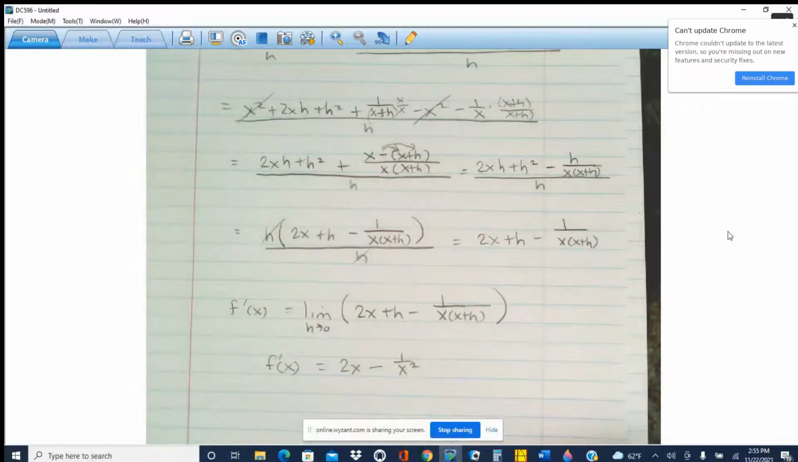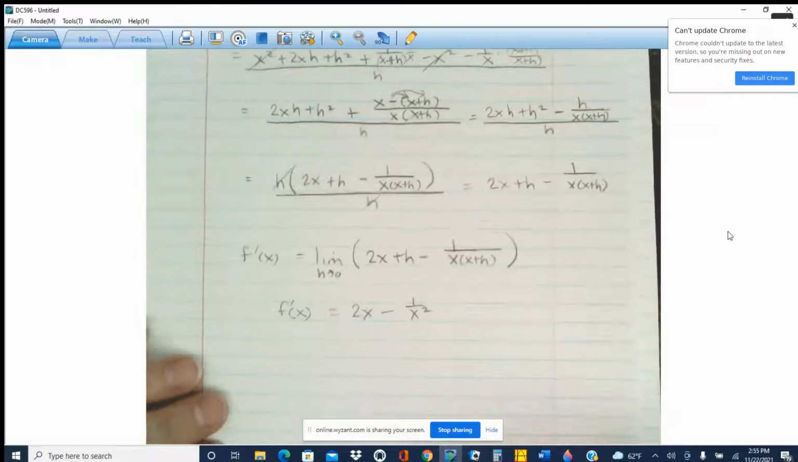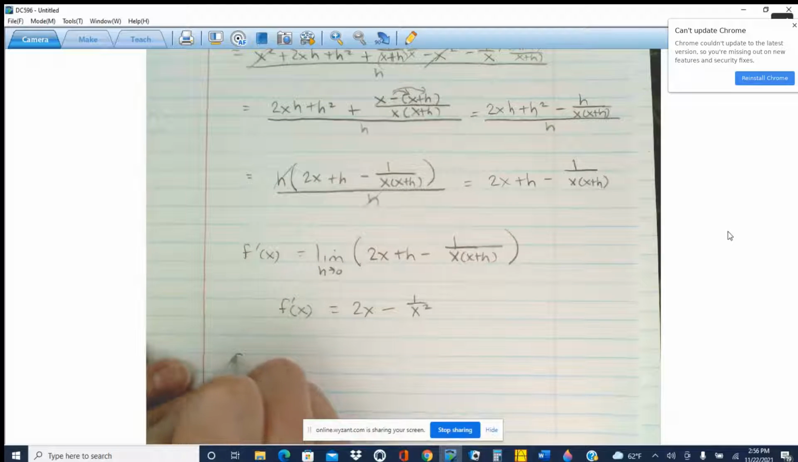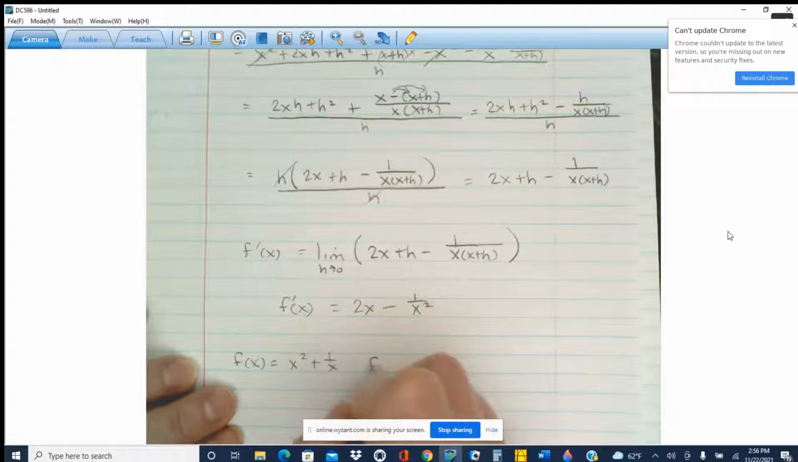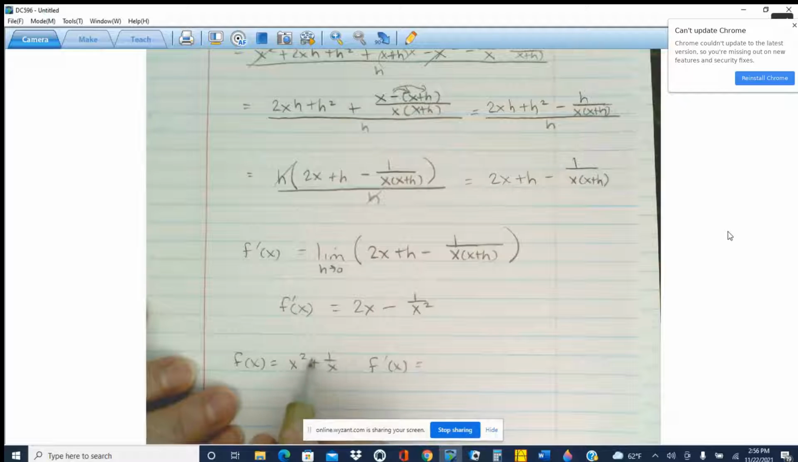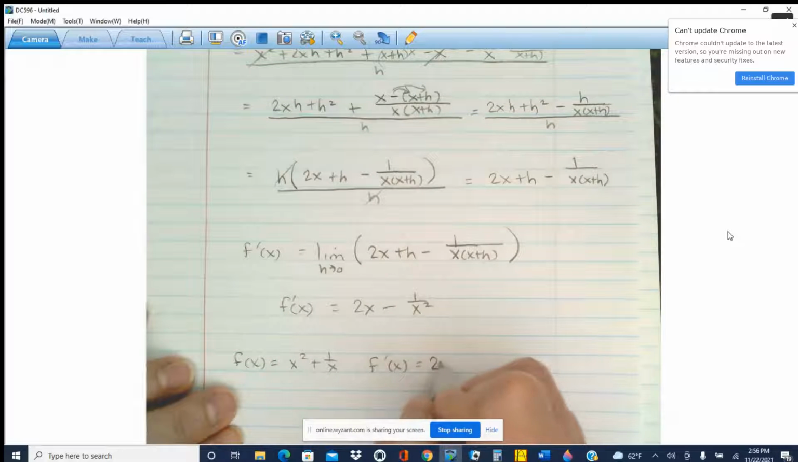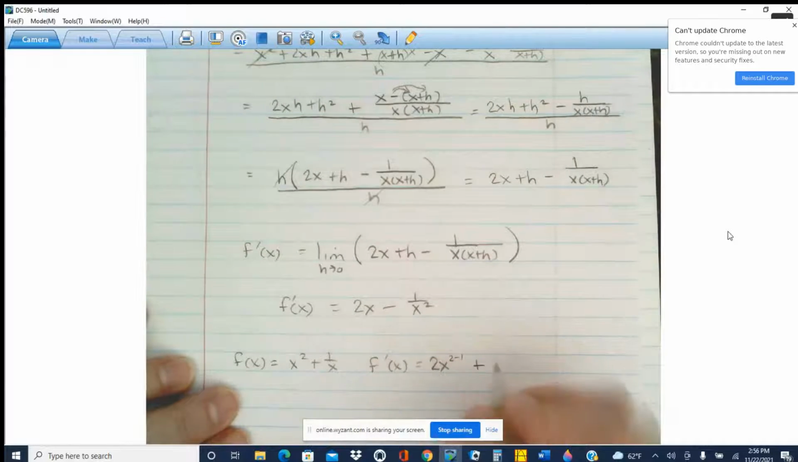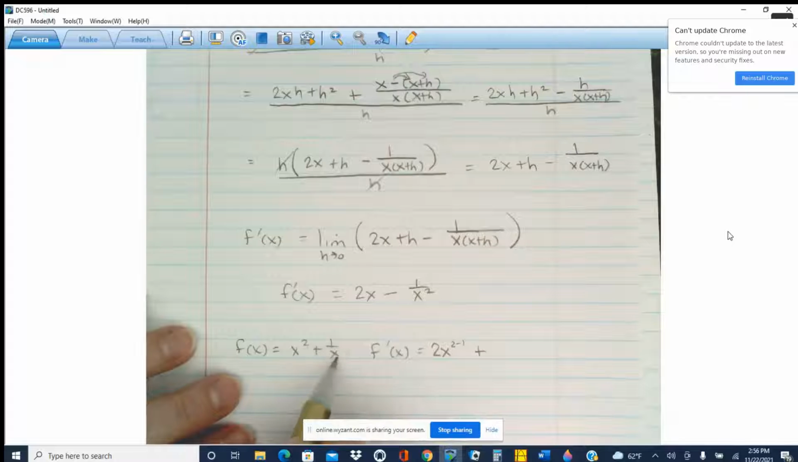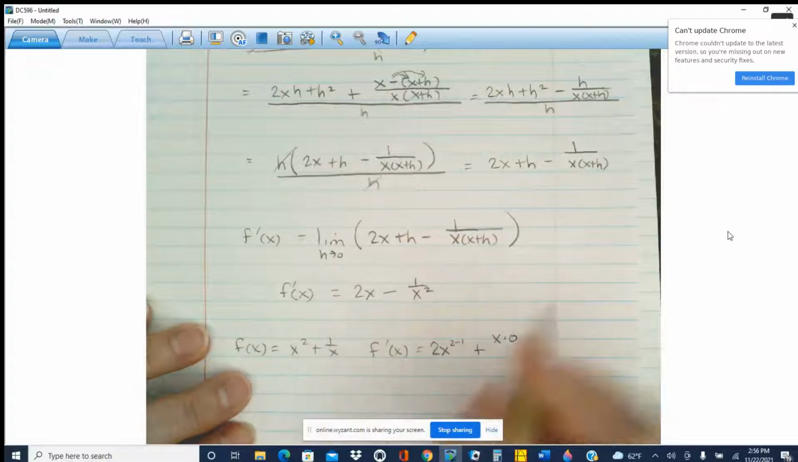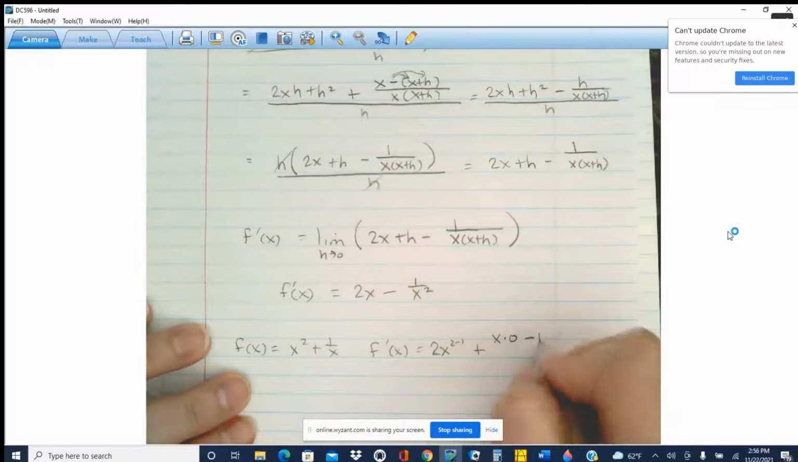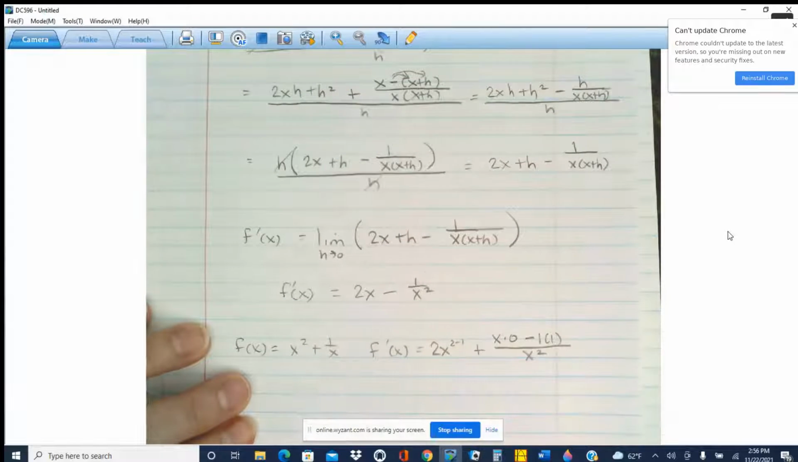Now, I would like to verify that using the power rule and the quotient rule. So let's start with our original function. F of x is x squared plus 1 over x. So f prime of x, this exponent becomes a coefficient, 2x. The exponent drops by 1. And then this one, the bottom times the derivative of the top. So x times 0 because the derivative of 1 is 0 minus the top, which is 1, times the derivative of the bottom, which is also 1, all over the bottom squared.